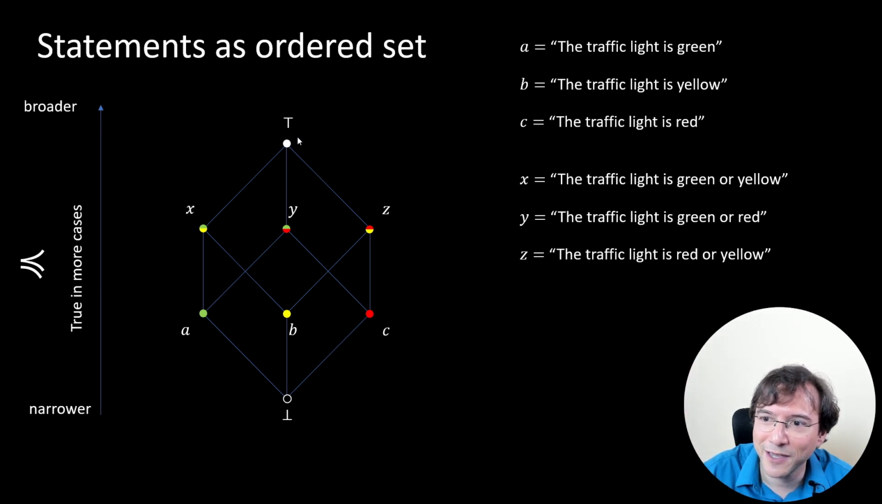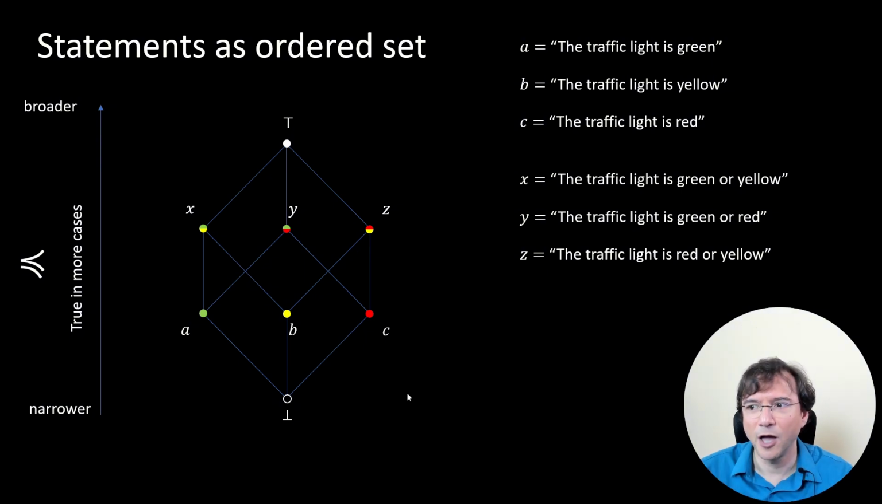So we know that this is broader than this, which is broader than this. This statement is broader than these two, and this statement is narrower than these two, but there is no ordering relationship between this and this. We can't say that A is narrower than Z, because when A is true, Z is not true: if the traffic light is green, then it's not going to be yellow and not going to be red. So this is another way that we can represent these statements.